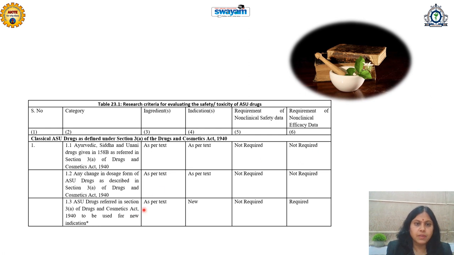But if the ingredients are as per text, but indications are not as per the ancient text, meaning whatever the books of Ayurveda, Siddha, Unani, Homeopathy, Sowa-Rigpa mention, if the indication is not mentioned in them, then there is no need for non-clinical safety data, but non-clinical efficacy data is required. Safety data means toxicity data is not required, but non-clinical efficacy data is required, to prove whatever the indication is.